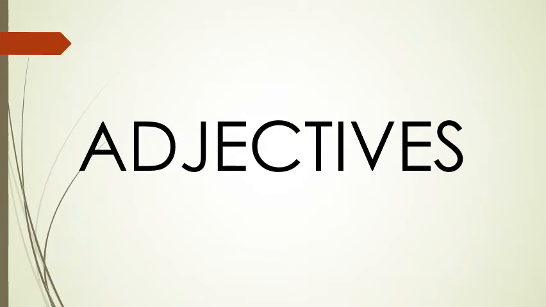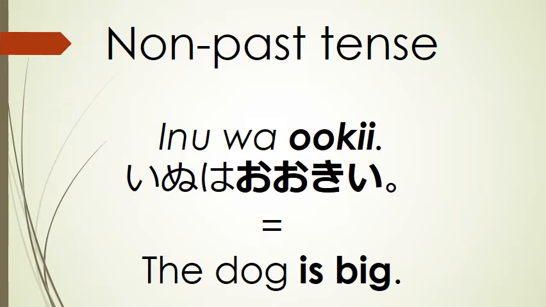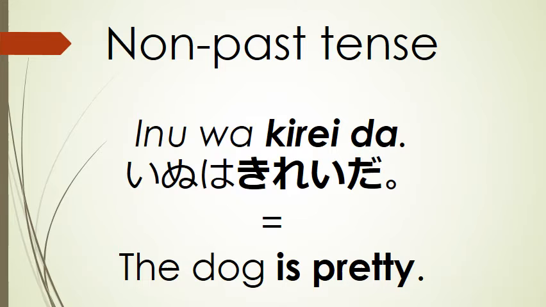Next, we're going to look at how to convert adjectives to short form. If we're ending a sentence with an adjective and we're putting it in the positive non-past tense, for i-adjectives we leave them in their dictionary form. For na-adjectives we drop the desu from the end and add da. So if I said inu wa ookii, that would mean the dog is big. And if I said inu wa kirei da, that would mean the dog is pretty.